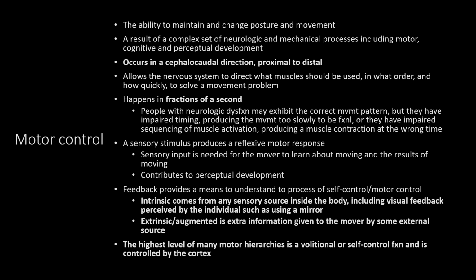Motor control allows the nervous system to direct what muscles should be used, in what order, and how quickly to solve a movement problem. These things happen in a fraction of a second, so milliseconds are involved in motor control. People with neurologic dysfunction may exhibit the correct movement pattern, but they have impaired timing, so they produce the movement too slowly for it to be functional, or they have impaired sequencing of the muscle contraction, so they produce a contraction at the wrong time.